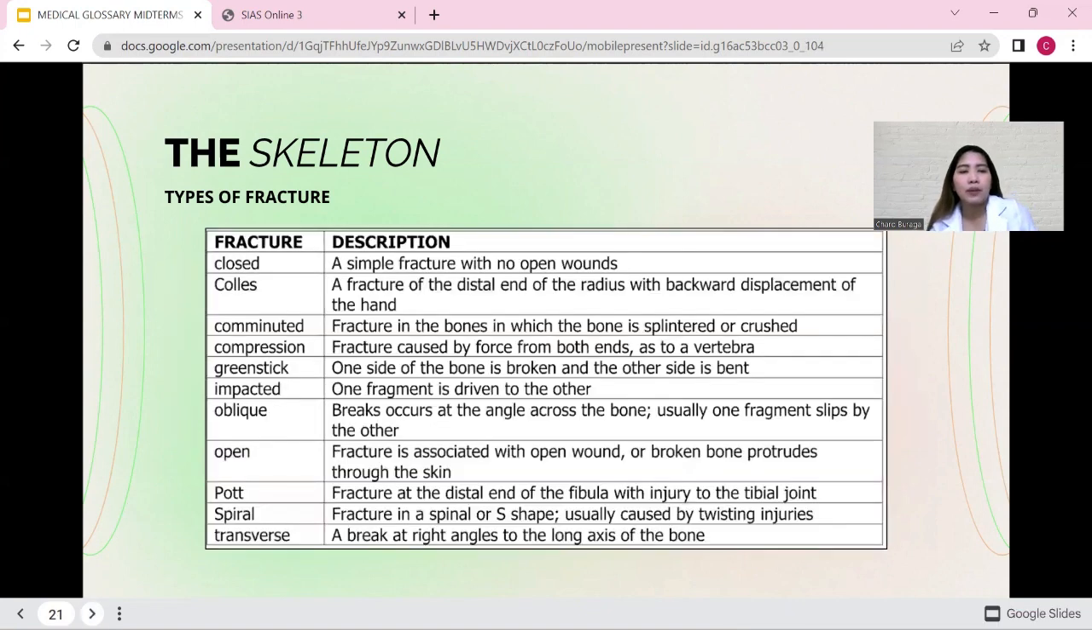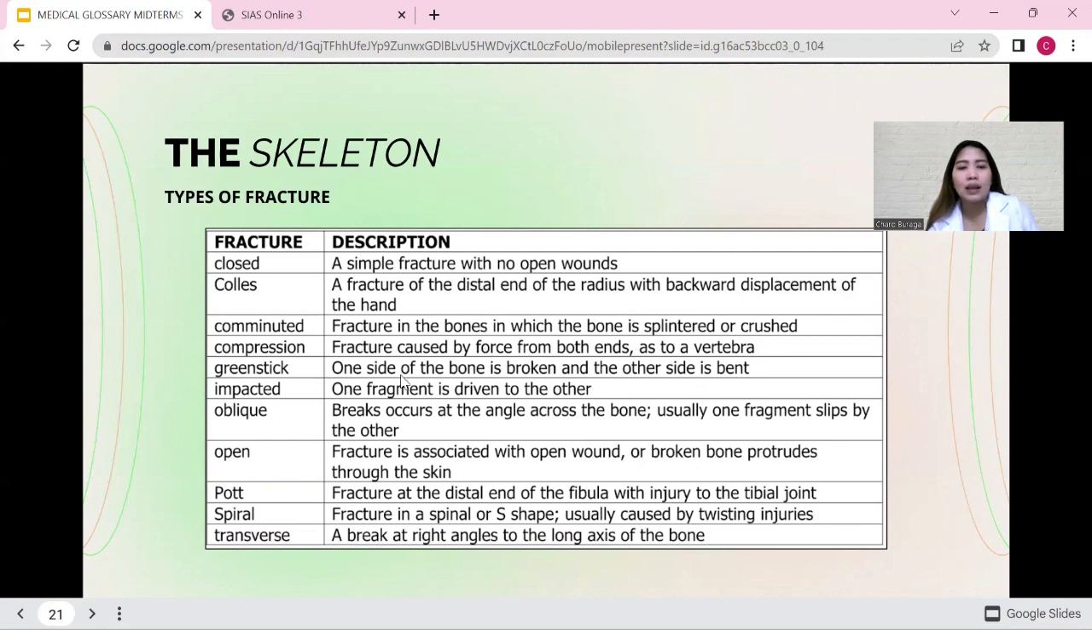Okay, we have the types of fracture. The closed, a simple fracture with no open wound. Colles fracture, a fracture of the distal end of the radius with backward displacement of the hand. Comminuted, ito yung nakita nyo kanina, fracture in the bones, in which the bone is splintered or crushed. Compression, fracture caused by force from both ends as in the vertebra, nako-compress.